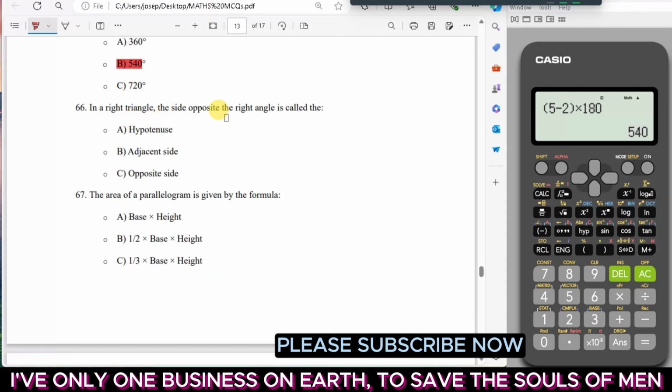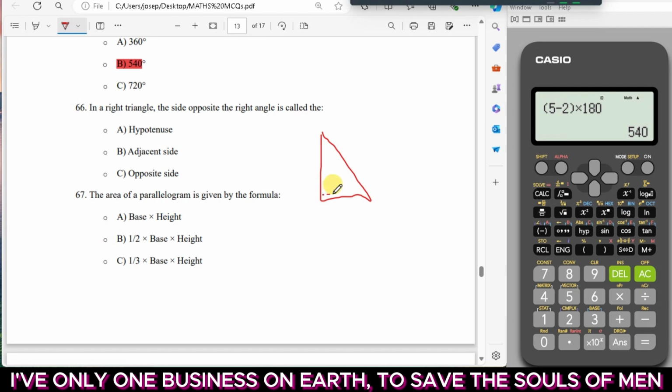Alright. In a right triangle, the side opposite the right angle is called the hypotenuse. So in a right triangle, something like this, this is the 90 degree angle. So this longer side is called the hypotenuse. That's what it means. The correct answer here is A.